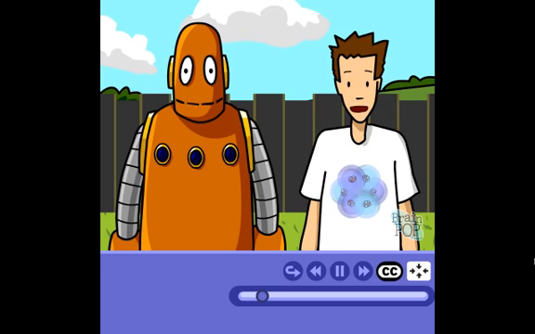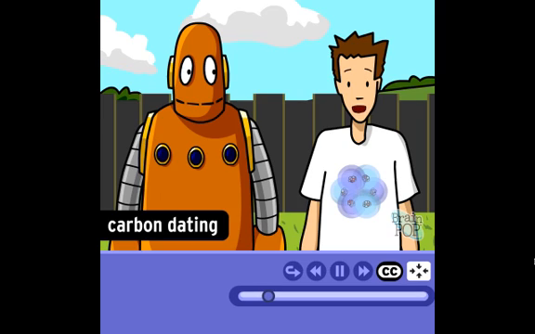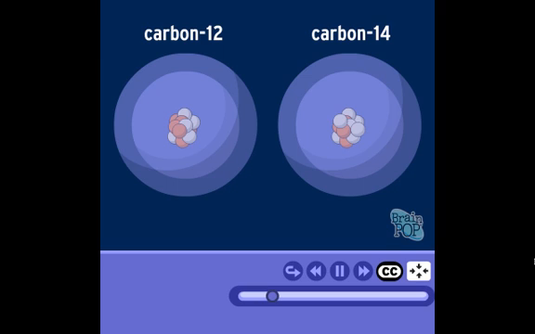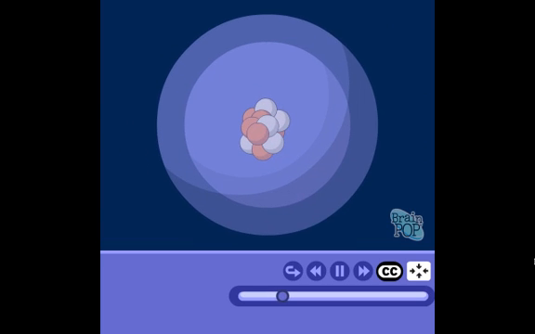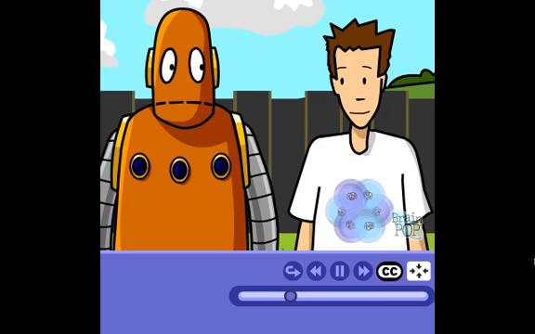Scientists have lots of different ways to date fossils and artifacts. One of the most popular methods is carbon dating, or carbon-14 dating. Carbon-14 is a radioactive isotope of carbon. Isotopes are two atoms of the same element with different numbers of neutrons. The most common isotope of carbon is carbon-12 with 6 neutrons and 6 protons. Carbon-14 has 8 neutrons, and it's radioactive. It's nothing to be afraid of.